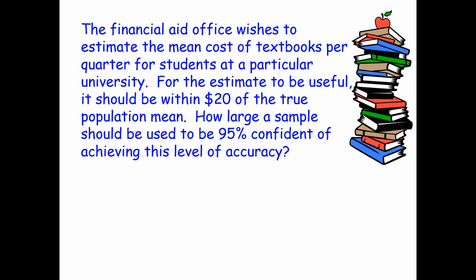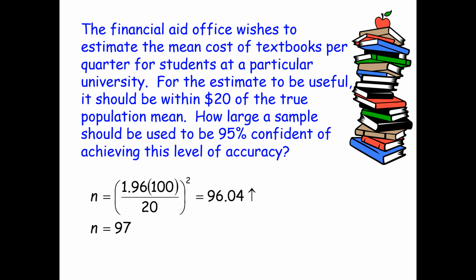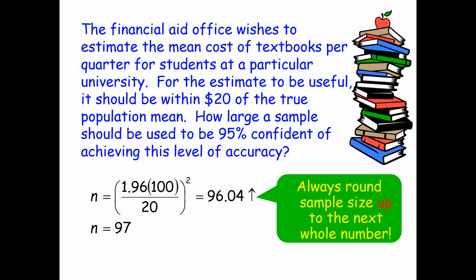So we're able to plug that into our equation for n, which gives us 96.04, and we're going to go ahead and round that up. You always round your sample size up to the next whole number, because you can't have a portion of a sample. So in this case, we would have a sample size of 97. And that is how you can calculate your sample size.